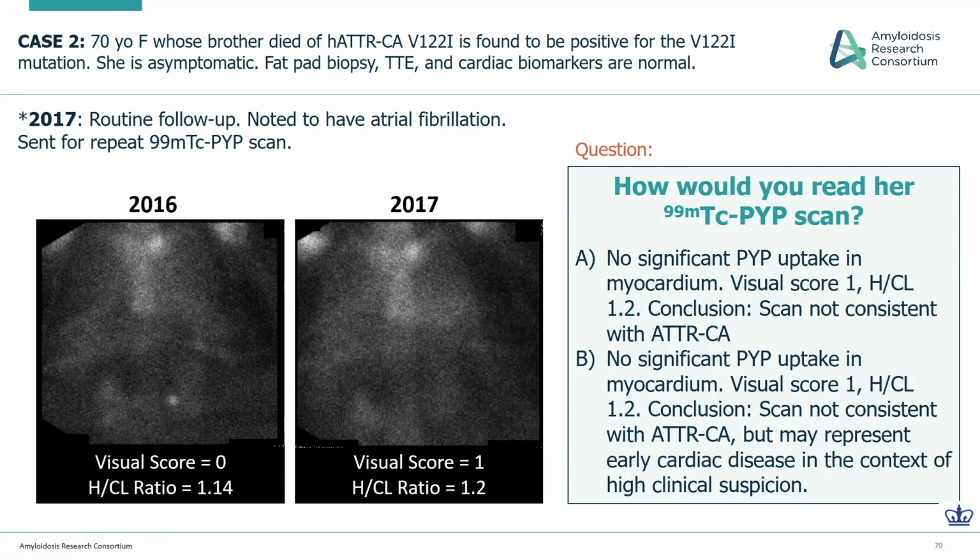So the visual score has increased from 0 to 1, and the heart to contralateral ratio has increased from 1.14 to 1.2. Still, by the data we have, it's not diagnostic for TTR cardiac amyloidosis, because the cutoff used is 1.5, and a visual score of 2 or greater is used to diagnose TTR cardiac amyloidosis. But still there's a progression, from 0 to 1. And this might be a good place, if someone did SPECT imaging, with grade 1 uptake, to see whether it is blood pool or myocardial uptake.